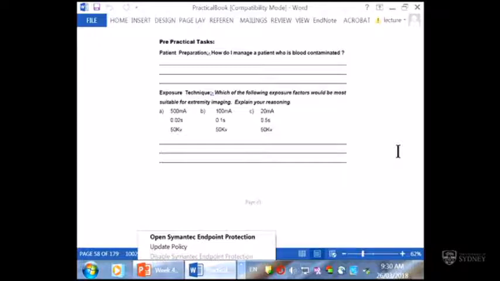But anything that you contaminate with blood must not go into a garbage bin. It goes into contaminated waste. Really important, don't put anything with blood in a normal garbage bin. It goes in a contaminated waste bin.